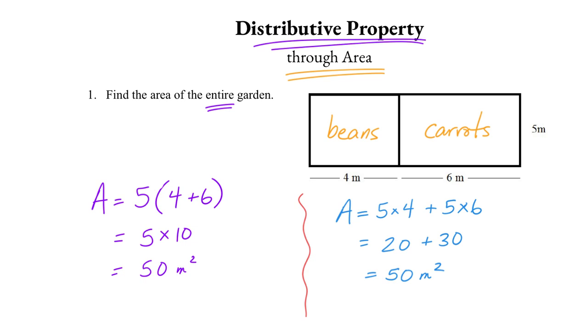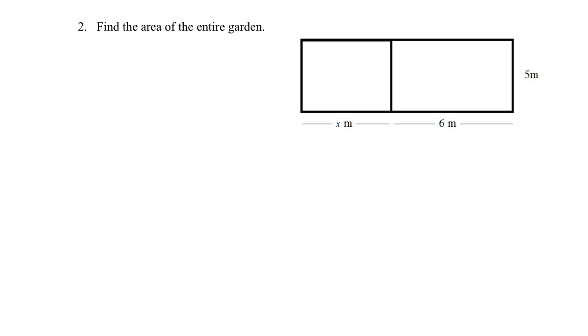Okay, what I want you to do is take a look at the next problem. You'll notice one big difference. If I go back to beans and carrots, one of those differences is that I don't know the length or the dimension of the beans garden. So why do I say that?